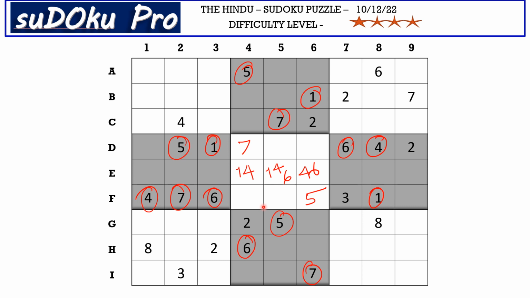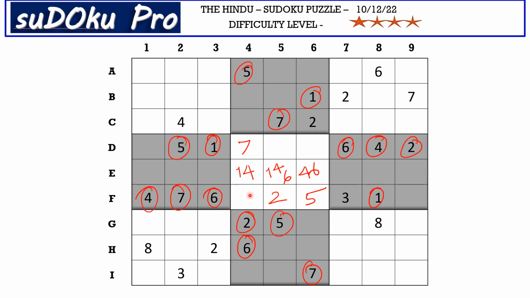Now it's time for 2. There is 2 here blocking this row. So 2 has to be here. This 2 blocks here. So F5 takes 2. Now in F row we have only 2 empty cells and the missing numbers are 8 and 9. We do not have clues of 8 and 9 of course.